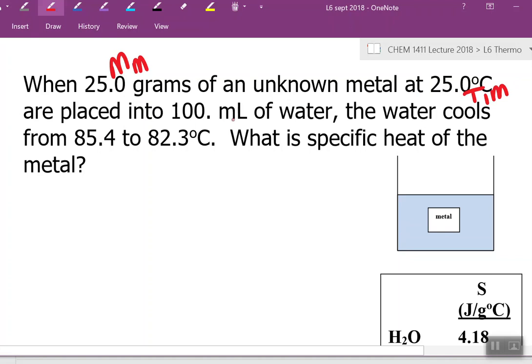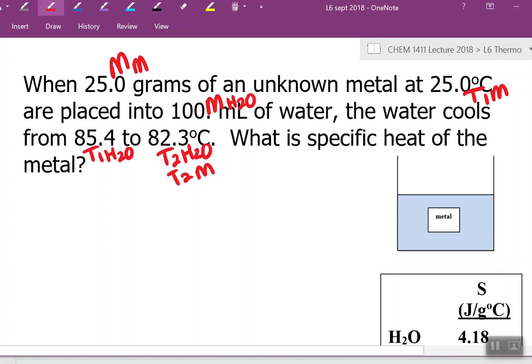And then this is for the water, and we know we can get the mass of water from that, so I'm going to go ahead and call it the mass of the water is 100 grams. Then the water cools from, so this is a T1 for the water, and then this one is the final temperature, and it will be the final temperature for both. The heat transfer will occur until both metal and water are at the same temperature.